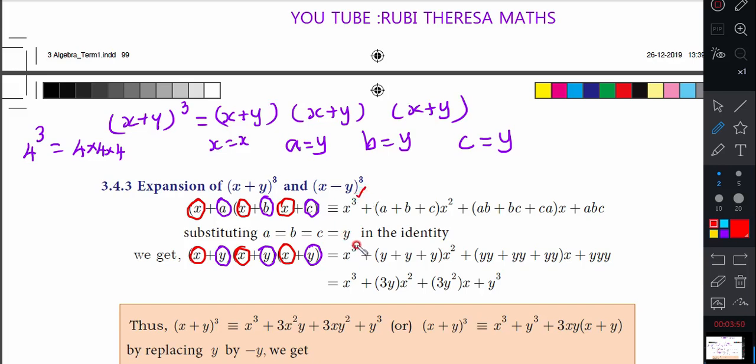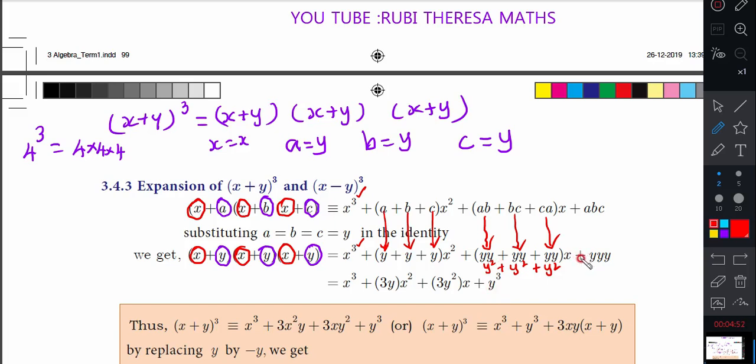So, x cube plus (a plus b plus c) into x square. In the place of a, what will you write? Very good, y. In the place of b, y. In the place of c, y. Into x square plus ab plus bc plus ca, all these three are equal to y. a into b is y into y, b into c is y into y, c into a is y into y, into x. This is nothing but y squared plus y squared plus y squared.